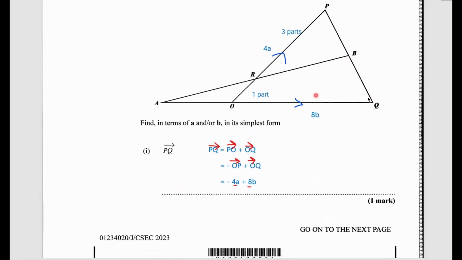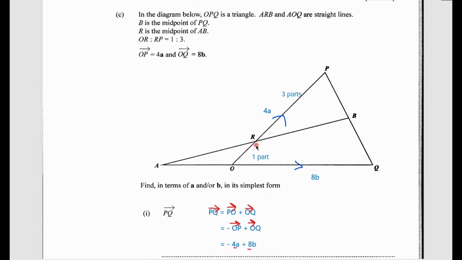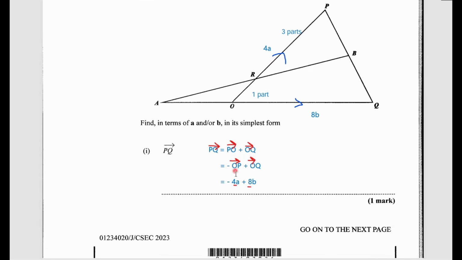Now, PQ, with all of this information, you just look at the diagram. PQ is like what? PO add OQ. You can see it here. And PO is minus OP, which would be what? Minus 4A add OQ, which is what? 8B.